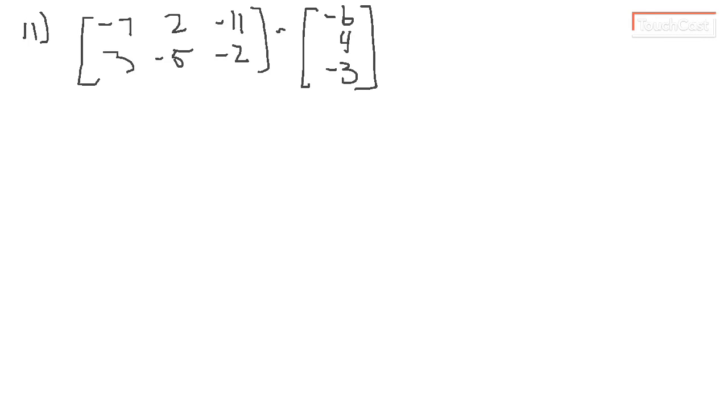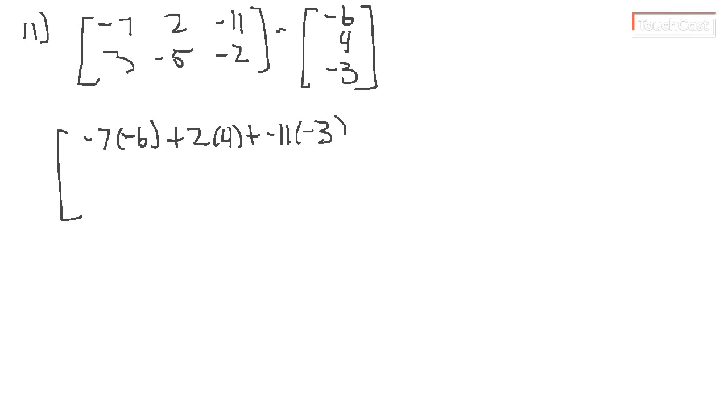So let's start by writing out what we're going to have here. We're going to take negative 7 times negative 6, then add to that 2 times 4, and add to that negative 11 times negative 3, and in our next row, because we know we're going to have a 2 by 1 matrix here, we're going to go 3 times negative 6 plus negative 5 times 4 plus negative 2 times negative 3.